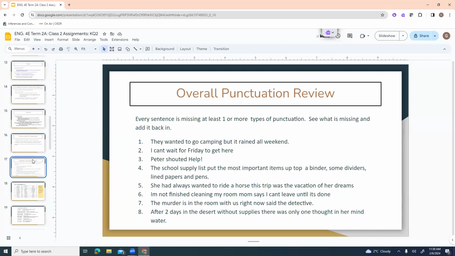Okay, overall punctuation review. My goodness. All right. Like I said, I know this part's a little bit slow. It will speed up, I promise you. I'm going to come back to this actually. Every sentence is missing at least one or more types of punctuation. If we have time at the end, we will come back to this, okay?